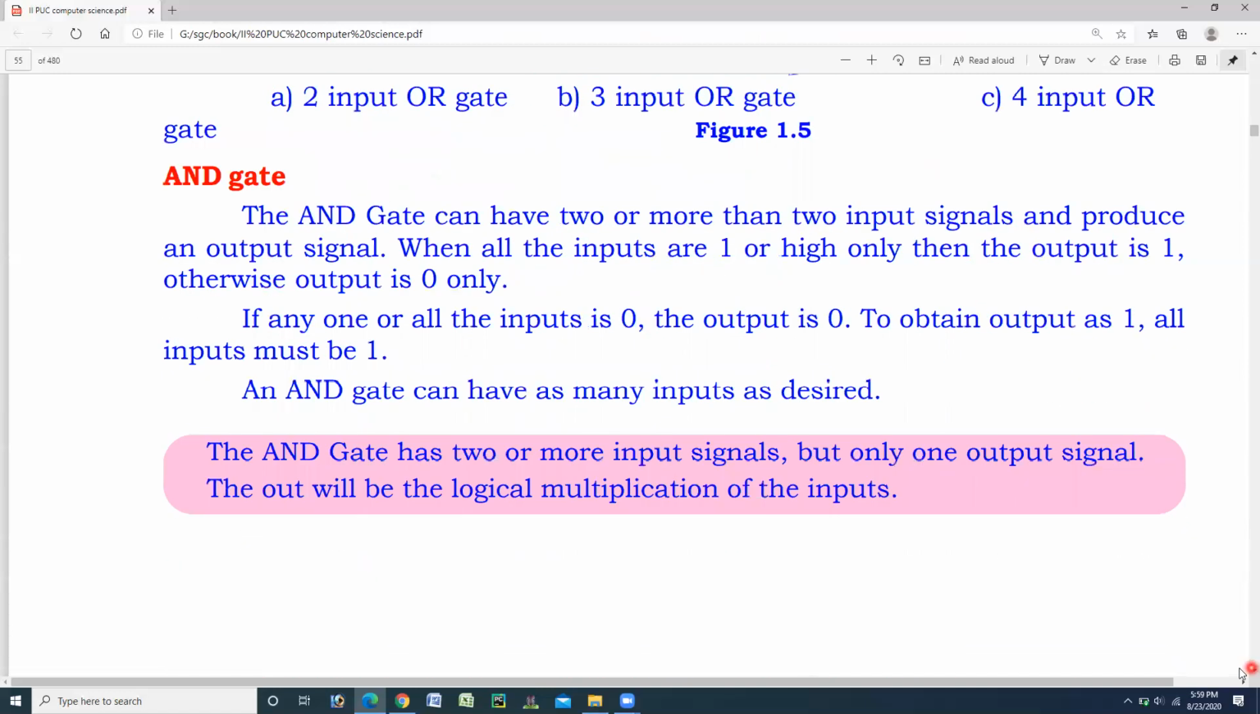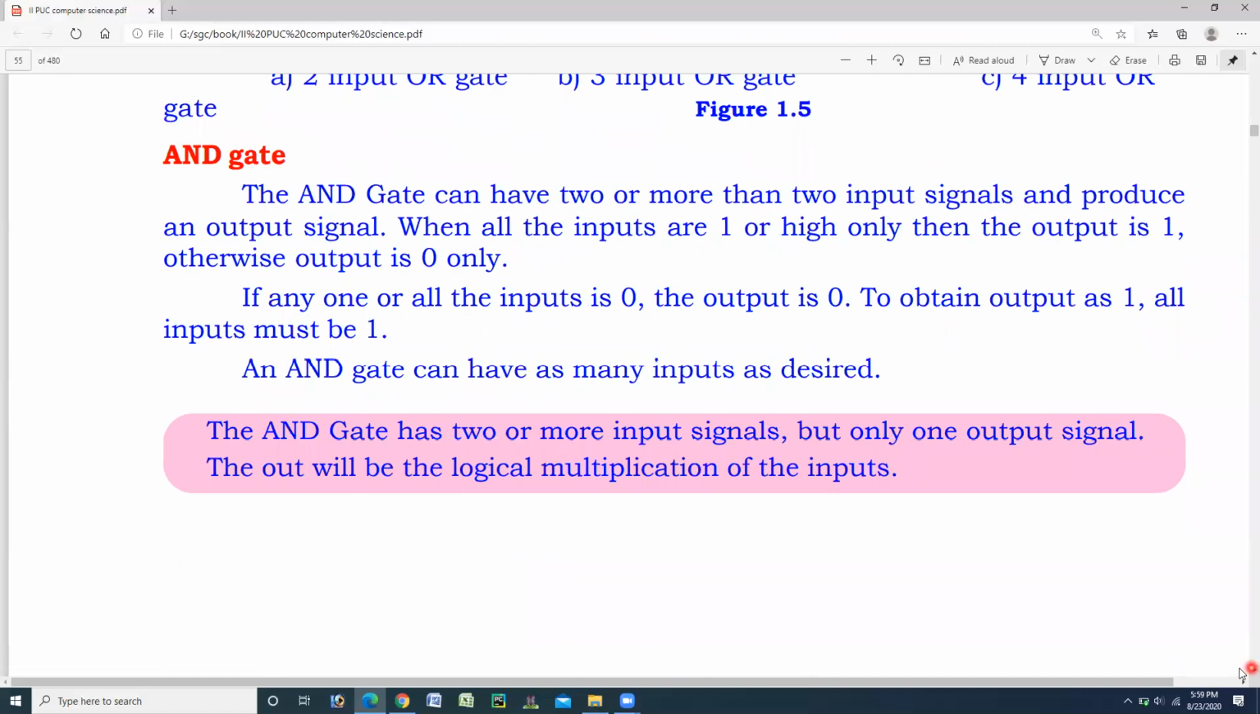Then we move on to the last gate, that is the AND gate. One dialog point is there here. It is a dialog because it is applicable for all the gates except the NOT gate. The AND gate also takes 2 or more input signals and produces 1 output signal. This point is applicable for all the gates except the NOT gate. When all the inputs are 1 or high only, then the output is 1. In the AND gate, if all the inputs are 1, then only you will get the output as 1.